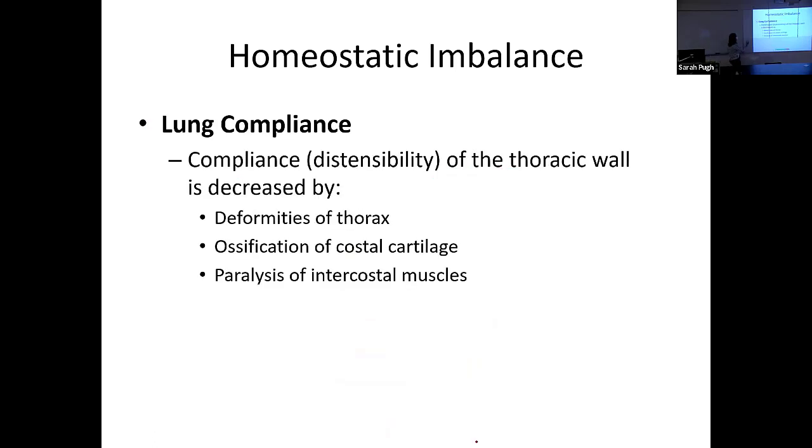And then the last one that I mentioned that influences energy when you're breathing in is lung compliance. This is how stretchy the lungs are, how nice and big the thoracic cavity can get when you breathe in. Things that can decrease lung compliance and make it not as stretchy would be things like deformities of the thorax. Let me show you some pictures of that.